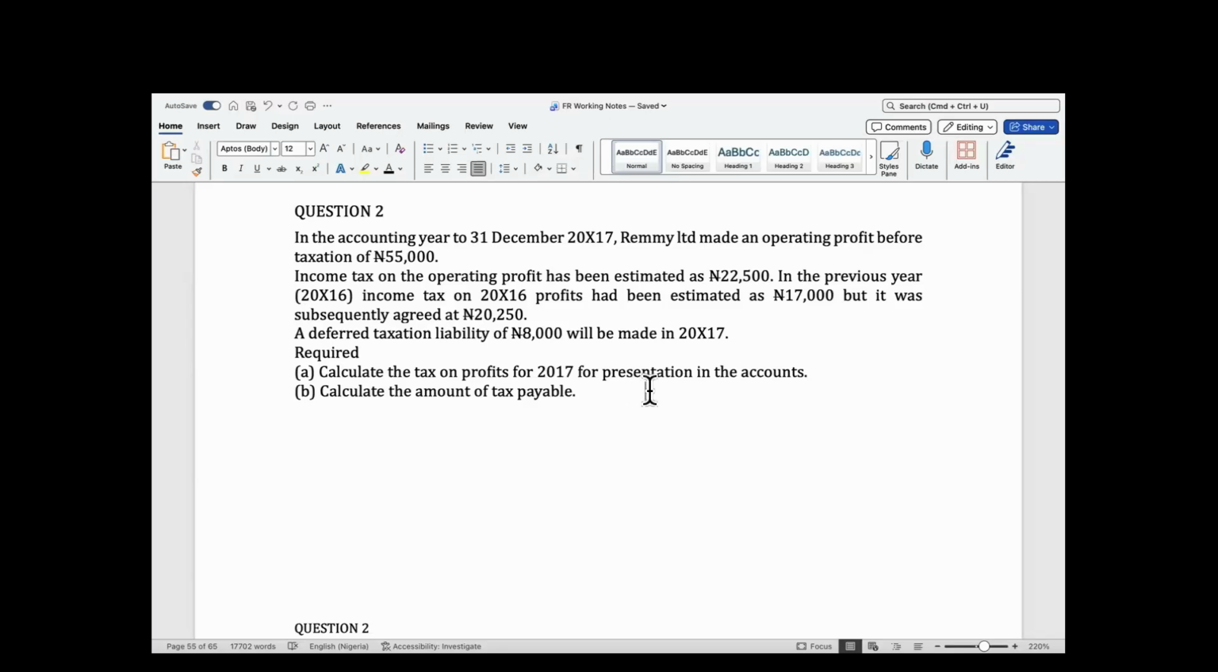So, again, the first one asks us to calculate the tax charge. Calculate the tax on profits that we put in our P&L, which is the tax charge or the income tax expense. So in this case, my estimate of current tax for 2017 was how much? Was 22,500 as given, right?